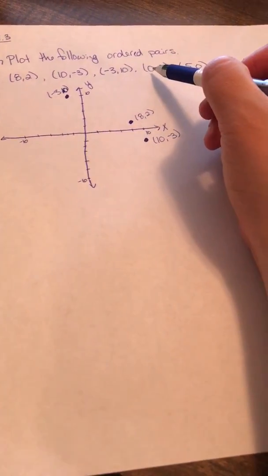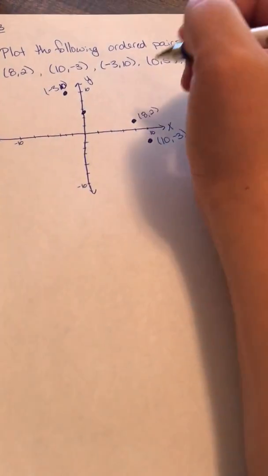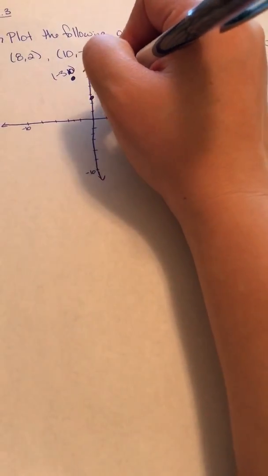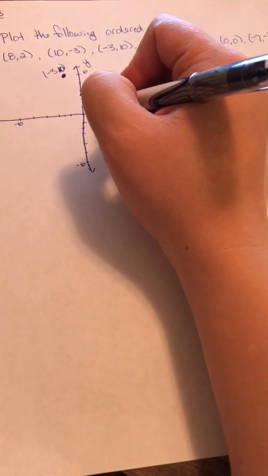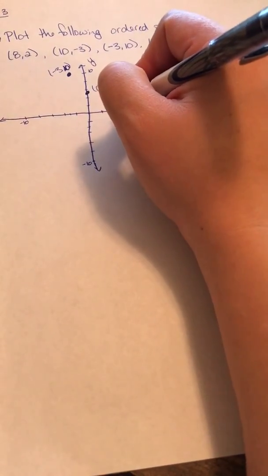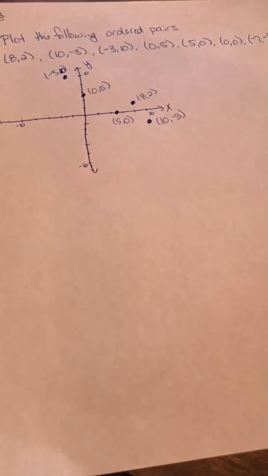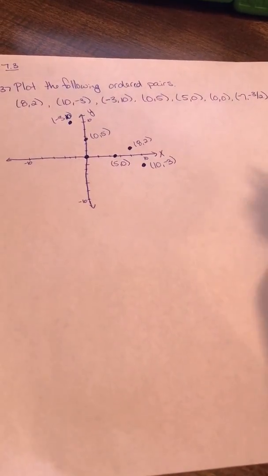0, 5. 0 for X means you go nowhere, you stay there. And then up 5, so you've got 2, 4, and 5 would be here. We've got 5, 0. For 5, 0, you go to the right 5, so 2, 4, there's 6, so there's 5. And then you don't move up or down, so you're on the X-axis. So that's 5, 0. You've got 0, 0, that's the origin. It means you don't move left or right or up or down, so 0, 0 is there.